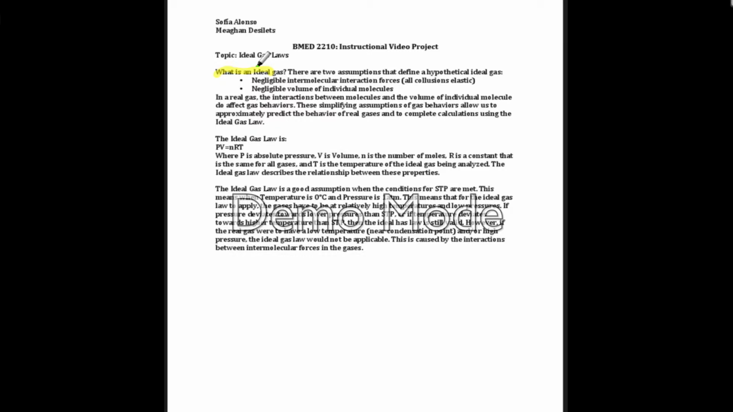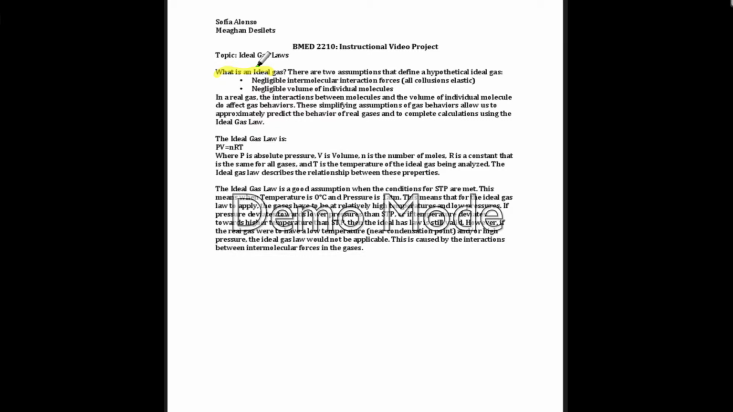So there are two assumptions to define an ideal gas. The first one is that the intermolecular interactions between the molecules are negligible. This means that all the collisions are elastic and that the molecules aren't reacting with each other. The second assumption that we must make is that the volume of the individual molecules is negligible. So this means that they aren't occupying any space.